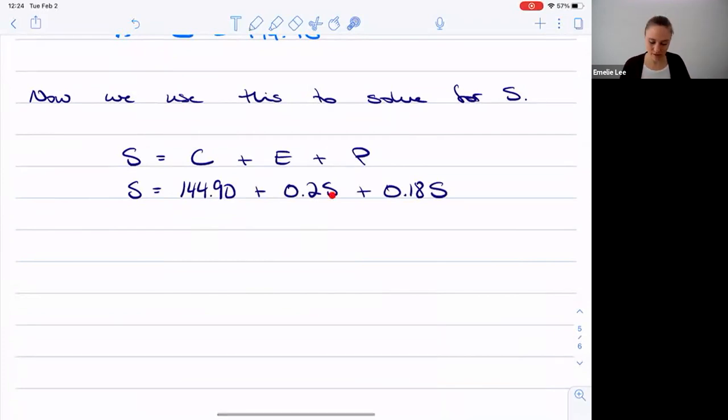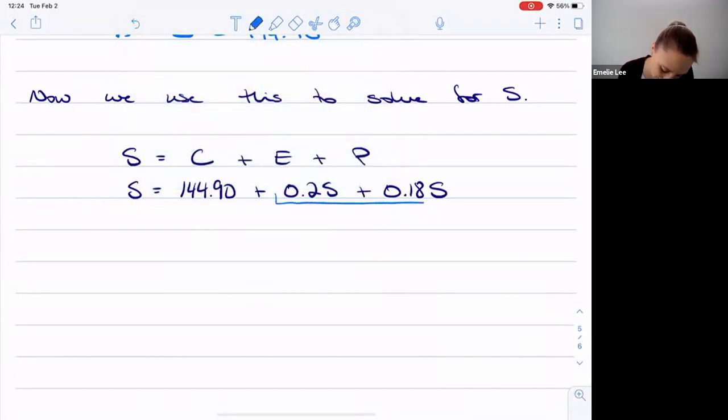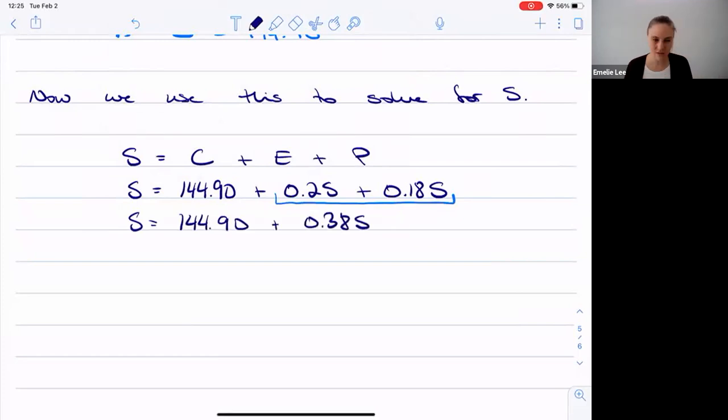Notice that I've got all these S's, only one variable left, and it's the variable that I want to solve for. So that's really good news. Before I move it over, I'm going to combine these two, collect like terms. Sound familiar? 0.2 plus 0.18 is 0.38. So what I get is S is 144.90 plus 0.38S.